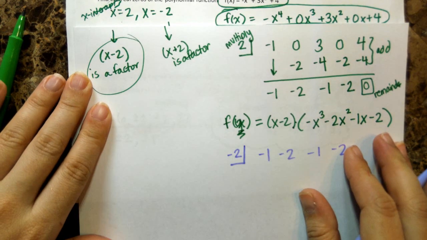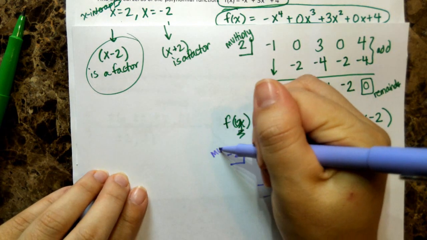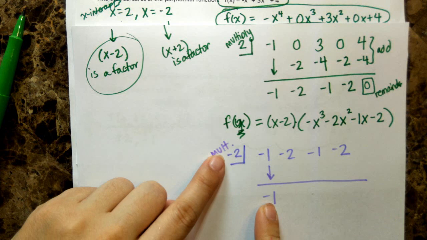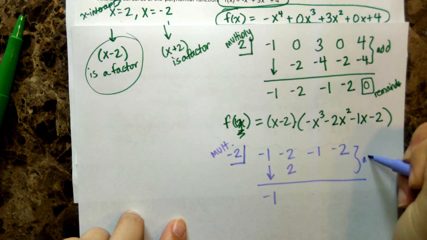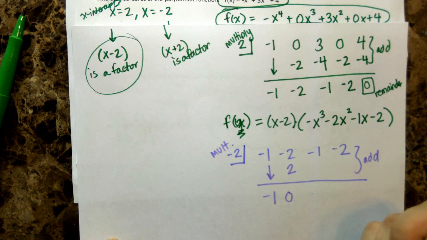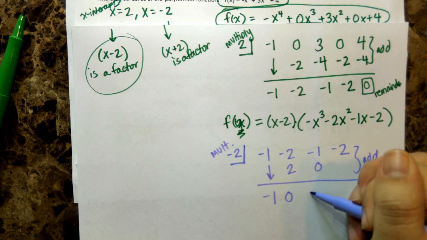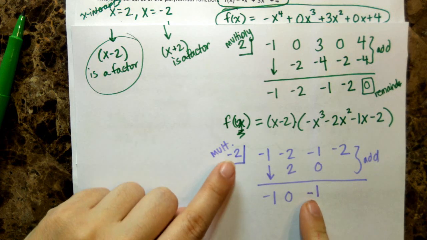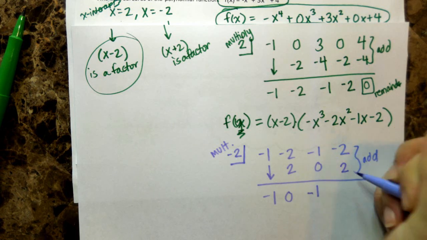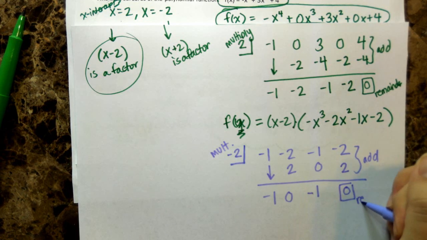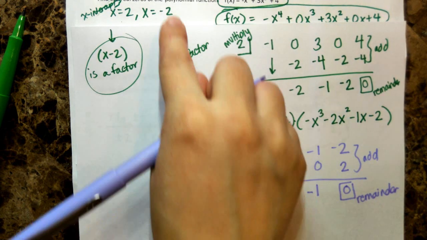And I'm going to do synthetic division once again. Start by bringing down the first number, and then multiply, add, multiply, add, multiply, add. So negative 1 times negative 2 is positive 2. And then you're going to add the columns up. Negative 2 plus 2 is 0. 0 times negative 2 is 0. Negative 1 plus 0 is negative 1. And negative 1 times negative 2 is positive 2. And then add. Negative 2 plus 2 is 0. This last number is always your remainder, which makes sense. We should have a remainder of 0 because it should go into it perfectly.